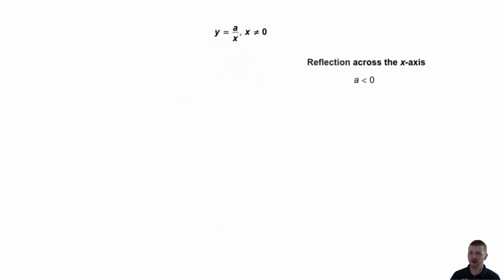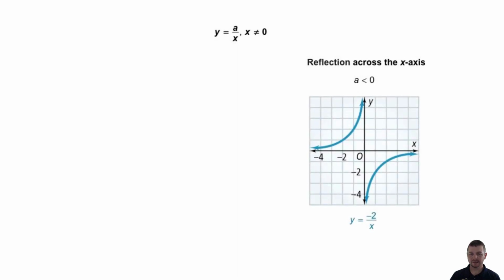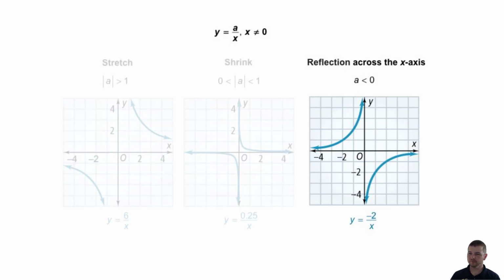Finally, a reflection across the x-axis if a is less than 0. An example graphed here is y equals -2 over x. Note, in this case, we have a reflection across the x-axis as well as a stretch by a factor of 2.